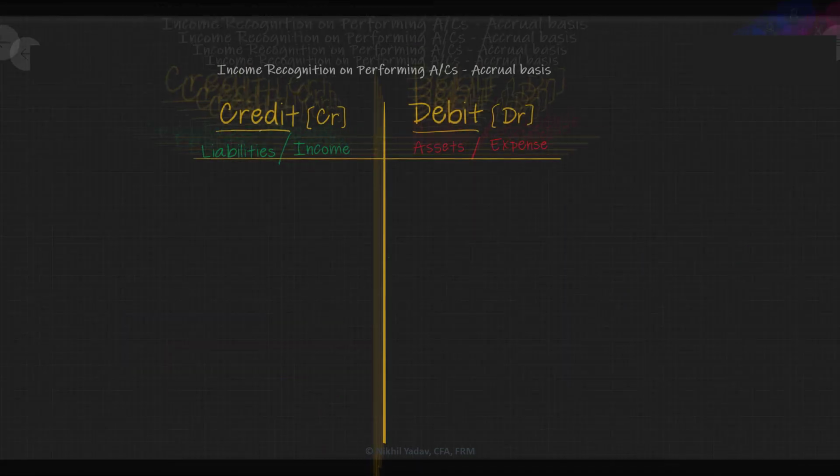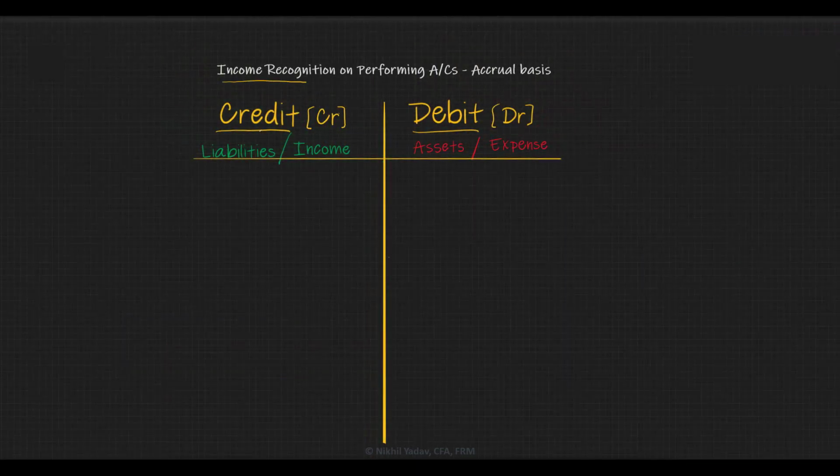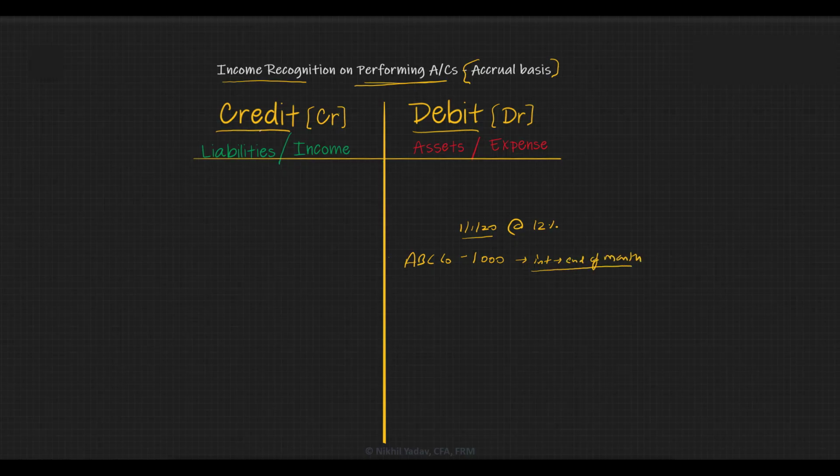Alright, let's dive in. Let's first look at the income recognition on the performing accounts, which is done on the accrual basis. Let's say this bank lends an advance of 100 rupees to ABC company on the 1st of January 2020 at an interest rate of 12% per annum. So as long as this ABC company enjoys this credit facility, interest will keep accruing on it each day. But as per the bank's policy, it will only become due at the end of the month. Although it's constantly accruing, it will become due at the end of the month.